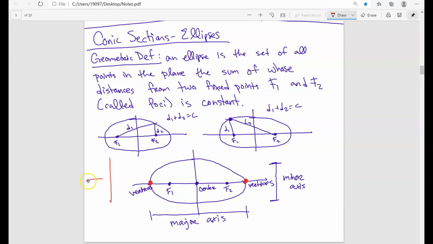Some ellipses look like this, where the major axis is up here, and the foci are along the y-axis. It really just depends. The foci and the vertices are always along the major axis, and the minor axis is the lame one.